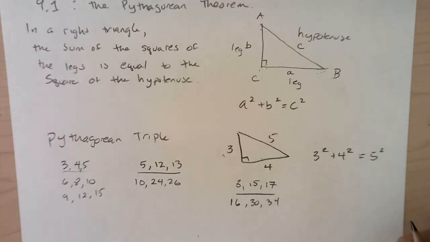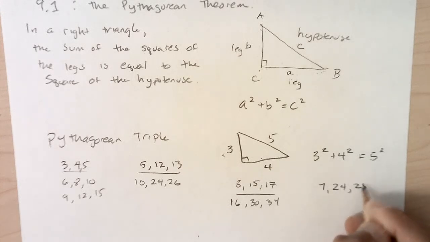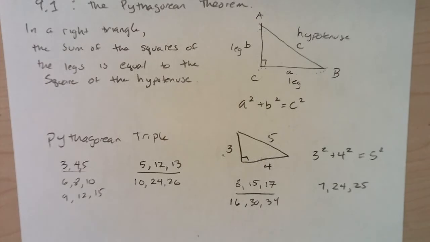And just one other, even though there are more Pythagorean triples, another Pythagorean triple is 7, 24, and 25. Those make up a Pythagorean triple. And like all the other ones, any whole number multiple. So 14, 48, and 50 would make up a Pythagorean triple.